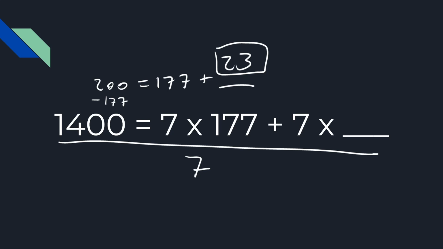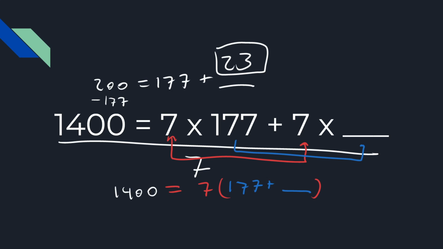Alternatively, what you could do is use the opposite method of what we just did in the previous three examples. Since you see that 7 is the same across both of these, you know you're going to take 177 plus whatever number, multiplied by 7, is equal to 1400. And then you can do the same thing where you divide by 7 and you subtract 177. So both results lead you to 23. It's just a matter of which one you prefer.